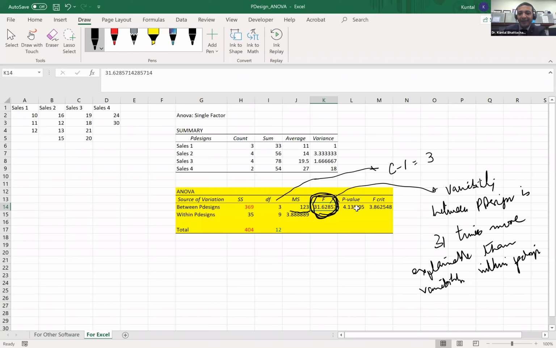Can somebody tell me if this value is high or low? 4.13 e raised to negative 0.05.